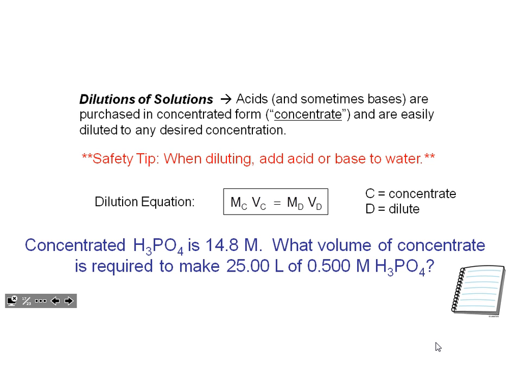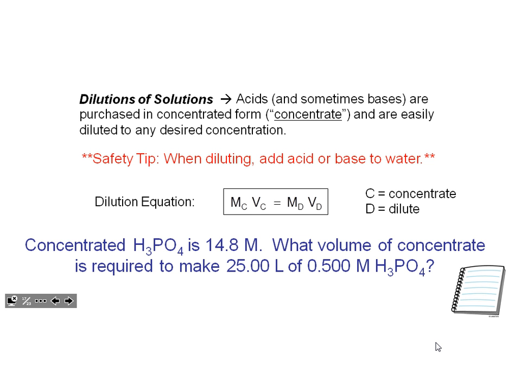Okay? So it says I have a concentrated H3PO4, which is phosphoric acid, and that's 14.8 molar. What volume of concentrate is required to make 25 liters of 0.5 molar H3PO4? Let me try to reword that. I need 25 liters of 0.5 molar. I go in the stock room, all I have is 14.8, like really concentrated stuff. How much of that do I need to pull out to dilute?